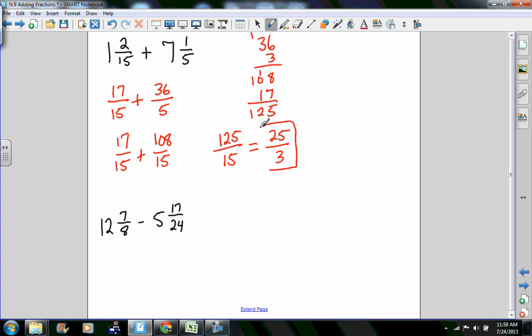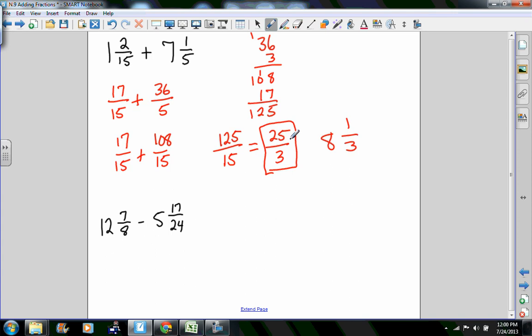Now, you can turn this into a mixed number, but you don't have to. If you would turn it into a mixed number, you would pull out as many 3s as you can. So 3, 6, 9, 12, 15, 18, 21, 24. There'd be 8, and there'd be 1/3 left over. You can leave it as 25 over 3. I have no problem with that.